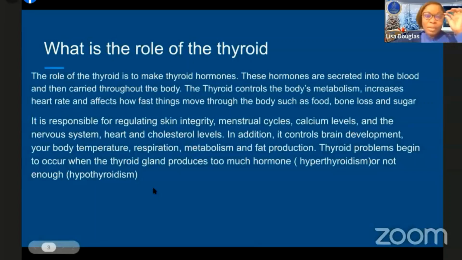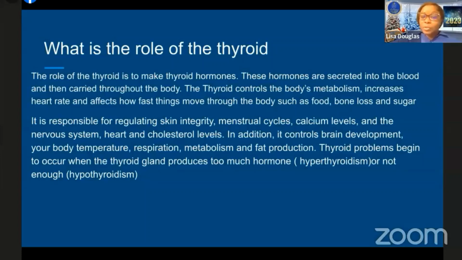What is the role of the thyroid? The role of the thyroid is to make thyroid hormones. These hormones are secreted into the blood and then carried throughout the body. The thyroid controls the body's metabolism, increases heart rate, and affects how fast things move through the body, such as food, bone loss, and sugar. It is responsible for regulating skin integrity, menstrual cycles, calcium levels, and the nervous system, heart and cholesterol levels.